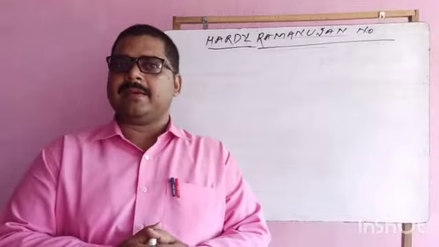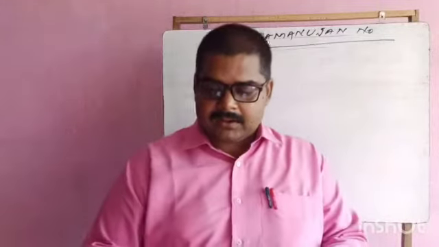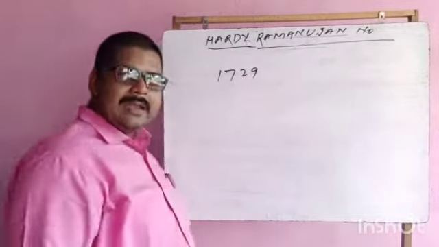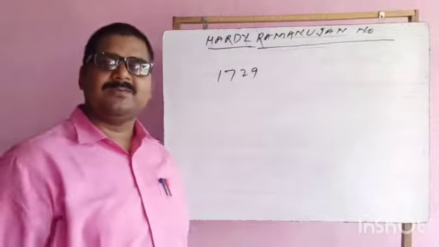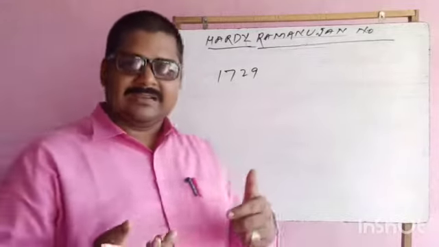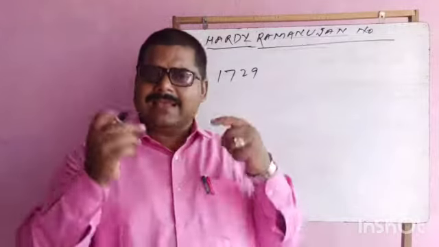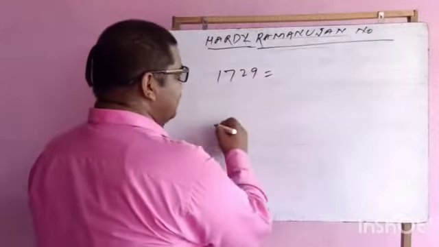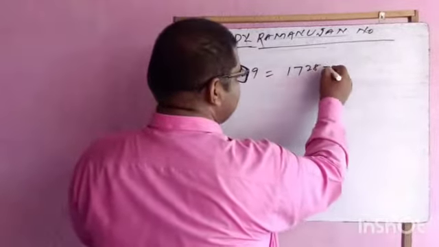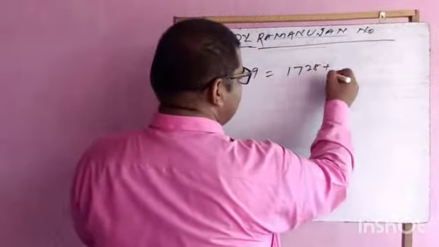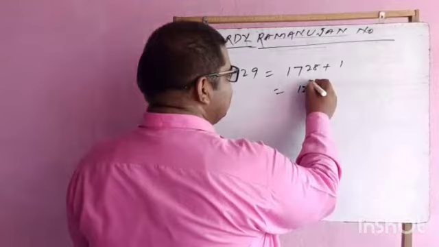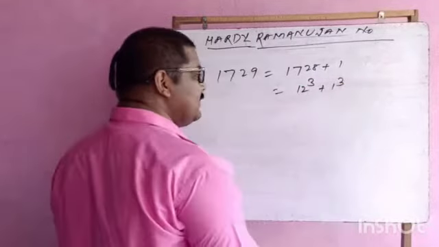Hardy came with a taxi, and the number of the taxi was 1729. Ramanujan looked carefully at the taxi number and an idea came to his mind. And what was the idea? He expressed this number as 1728 plus 1, which can easily be expressed in the form of cubes. When you express it in the form of cubes, it is 12 cube plus 1 cube.